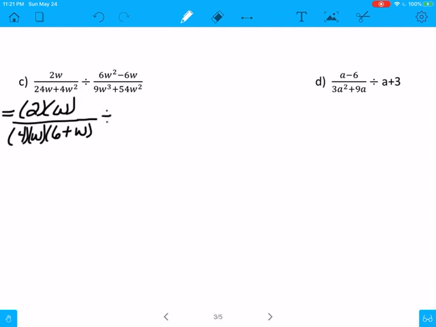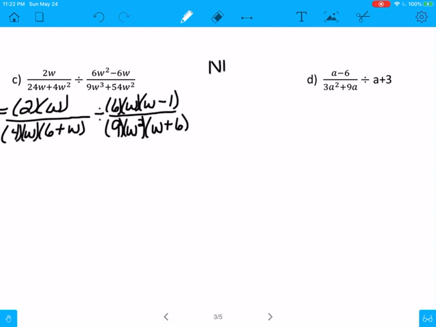Divided by 6w squared minus 6w, I can take a 6w out. When I take a 6w out of 6w squared, I get w. And then minus 6w divided by 6w is minus 1. And then the 6 and the w are in their own brackets. The denominator, I have 9w cubed plus 54w squared. I can take a 9w squared out. I take 9w squared out of 9w cubed, I'm left with w. 54 divided by 9 is 6, and then w squared, gone. And then the 9 and the w squared are in their own brackets.